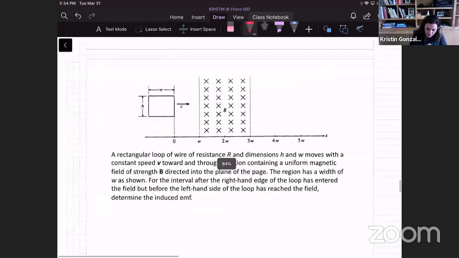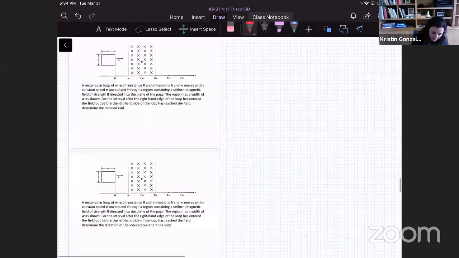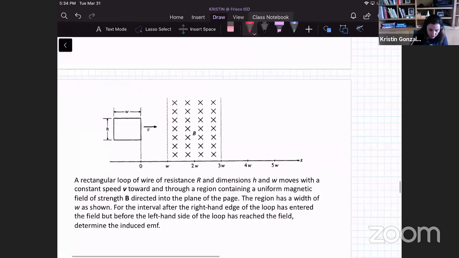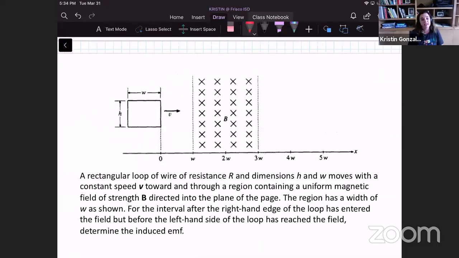Okay, and then we've got one more here. Oh, two more, sorry. So let's look at our rectangular loop. The rectangular loop of wire here has dimensions W and H. It's approaching a region where there's a magnetic field, again, into the page. And the magnetic field extends from W here to 3W, so it has a width of 2W. So that loop can go all the way into that field and it can be all the way out. So we want to look at the interval after the right-hand side has entered the field, but before it is totally into the field.